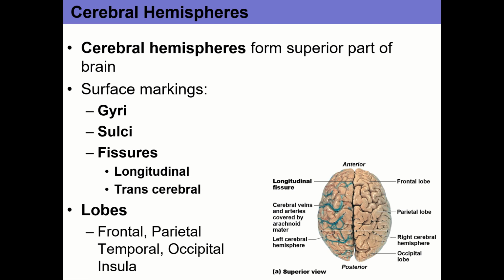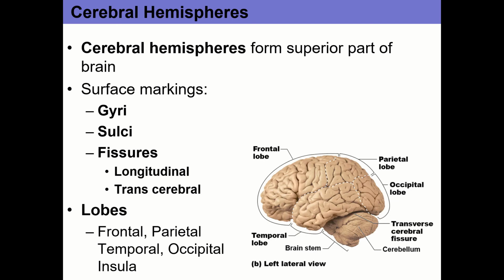Speaking of the hemispheres, as you can see there, they are the superior part of the brain. In terms of surface markings, if you look at the cerebral hemispheres, they kind of look like a raisin, or at least they do to me. You've got these raised areas, and then you've got valleys between them. You've got peaks, which are the gyri, and then sulci, which are the valleys.